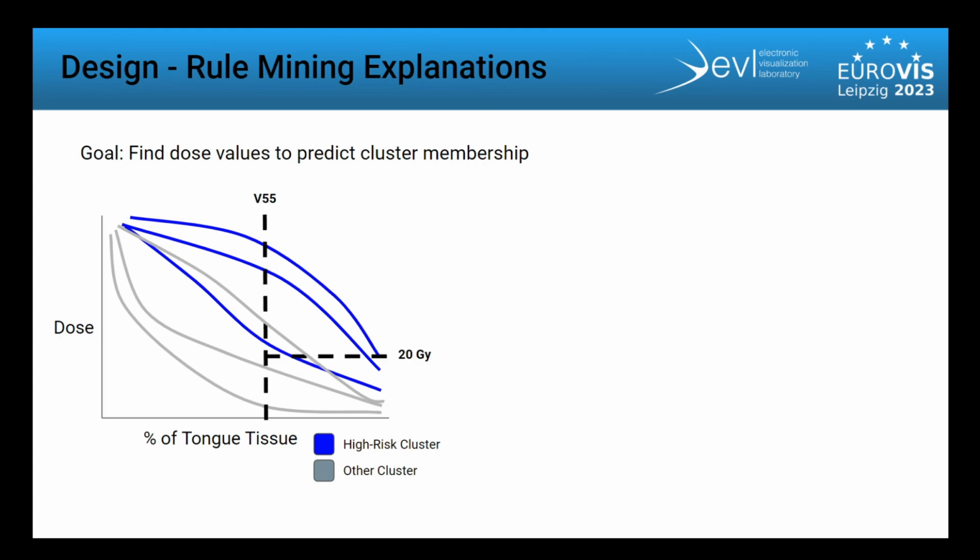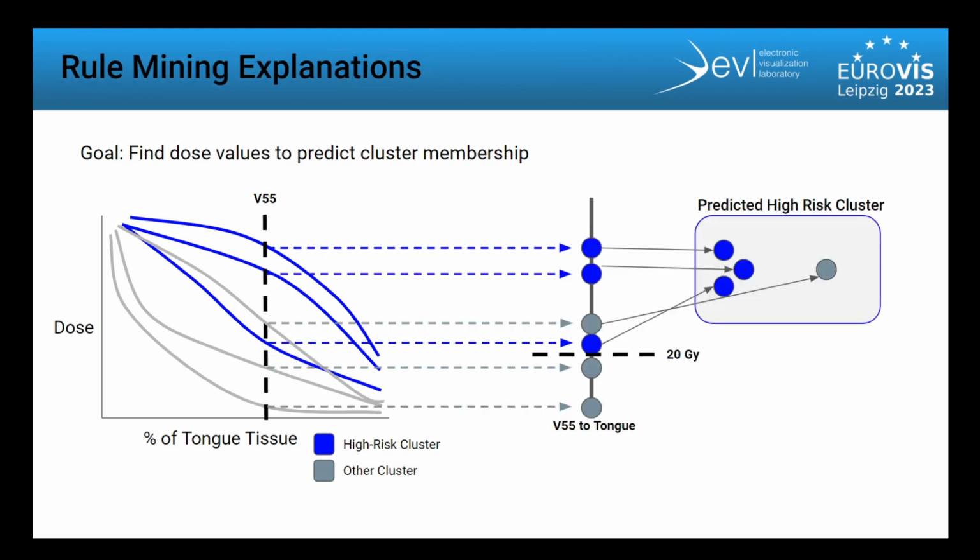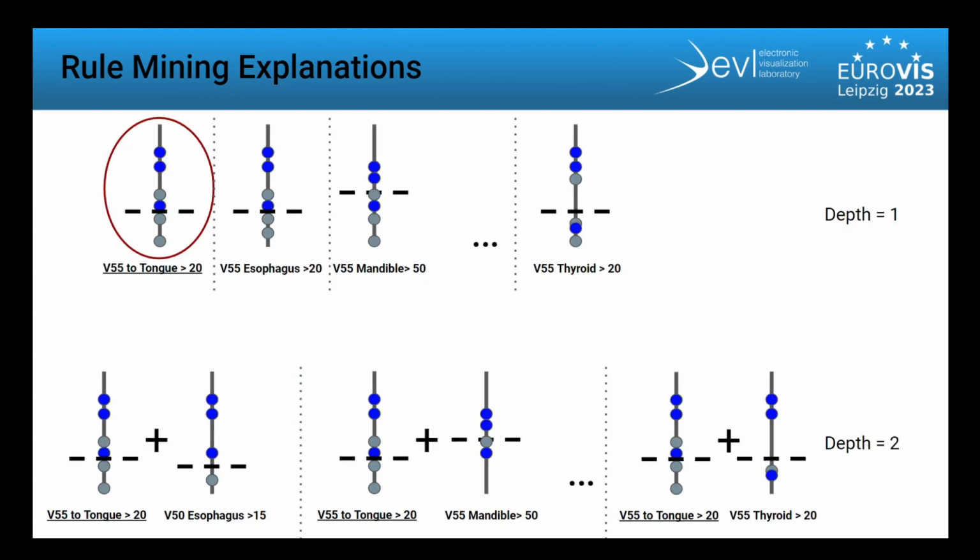To identify the clusters, we find an X and Y value that best separates the target cluster from the remaining clusters. In this example, we are predicting that patients that receive at least 20 dose units to 50% of their tongue are more likely to be in the high-risk cluster. We then turn this into a simplified representation of the rule by visualizing only the dose distribution above the dose value of interest. Patients above the thresholds are classified as a high-risk cluster in our mimic model.